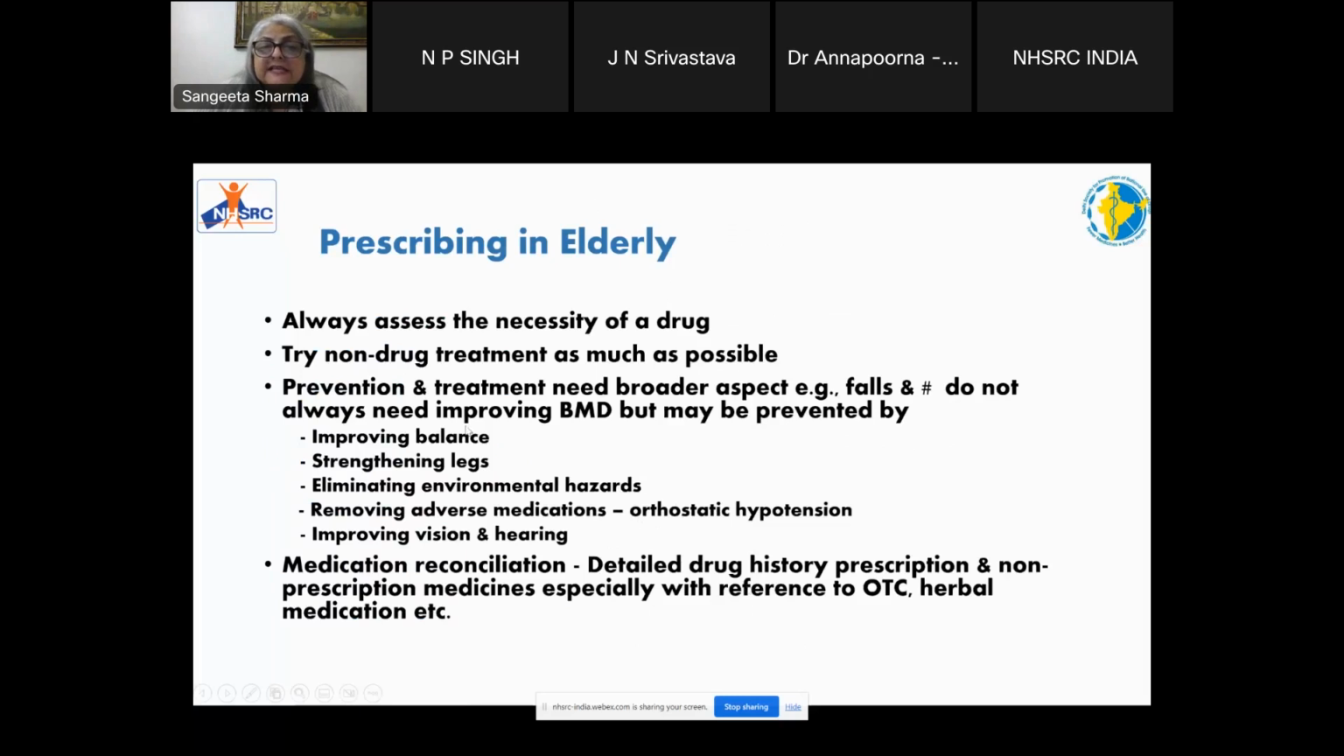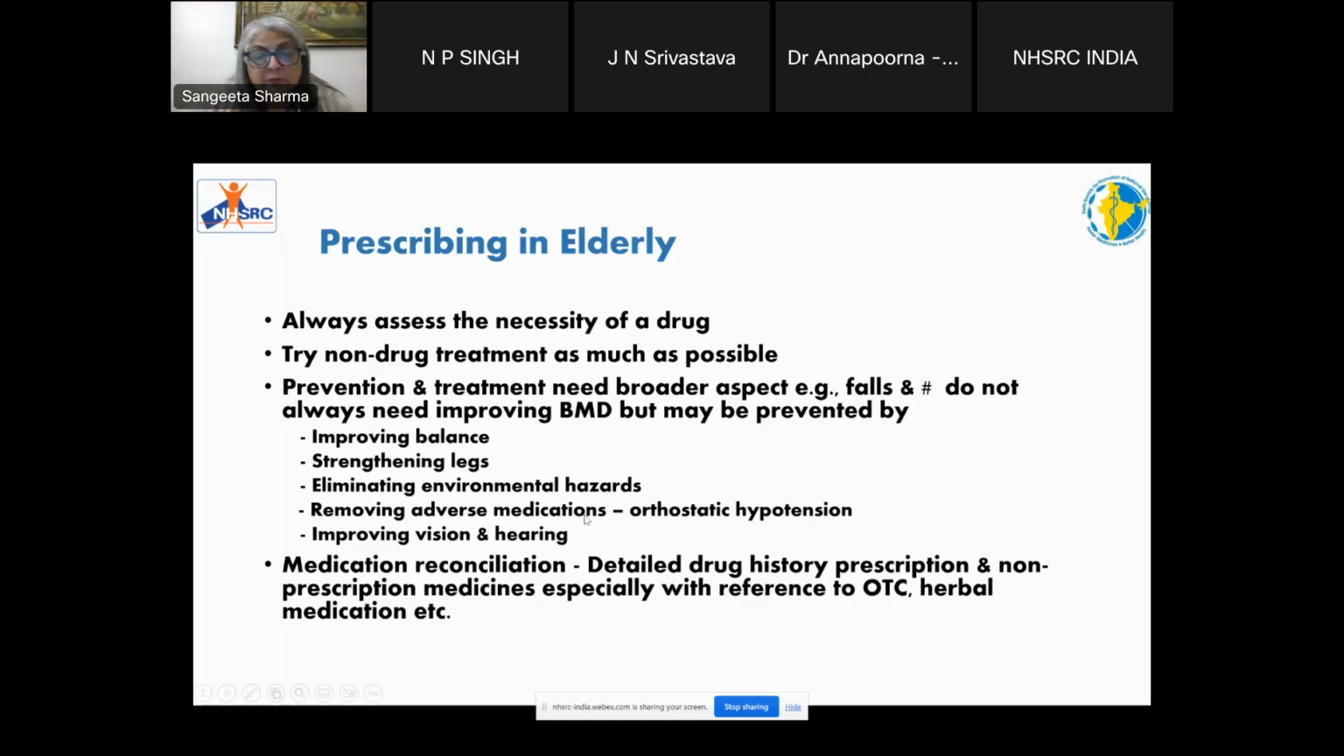So always assess the necessity of a drug, whether it is really needed. Try non-drug treatment as much as possible and prevent falls and fractures. This prevention of falls and fractures not only requires that you increase their bone mineral density, but, and this is very important, improving balance, because they don't have a good balance. Falls may also be because of drugs, so look into drugs which cause orthostatic hypotension.